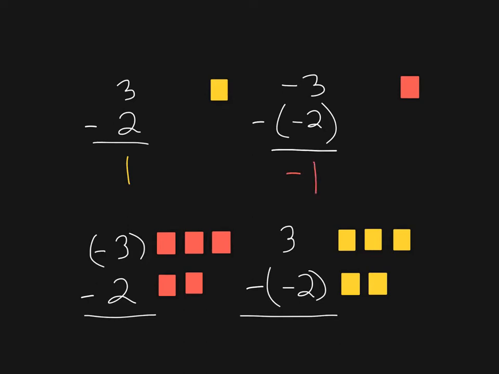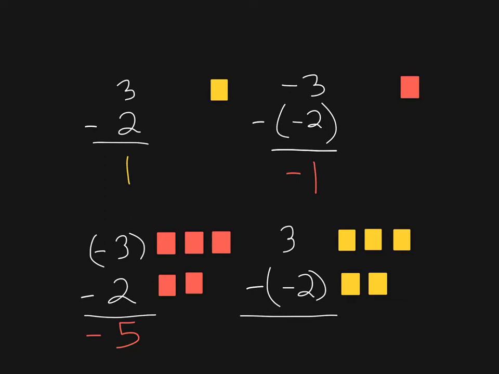On our example in the bottom, we have negative 3 minus 2. Since 2 is positive, right now it's yellow. But we're subtracting, so we need the opposite. So these will both change to red. Now we're essentially adding all reds together. And we have 1, 2, 3, 4, 5 of them. So my answer is negative 5.